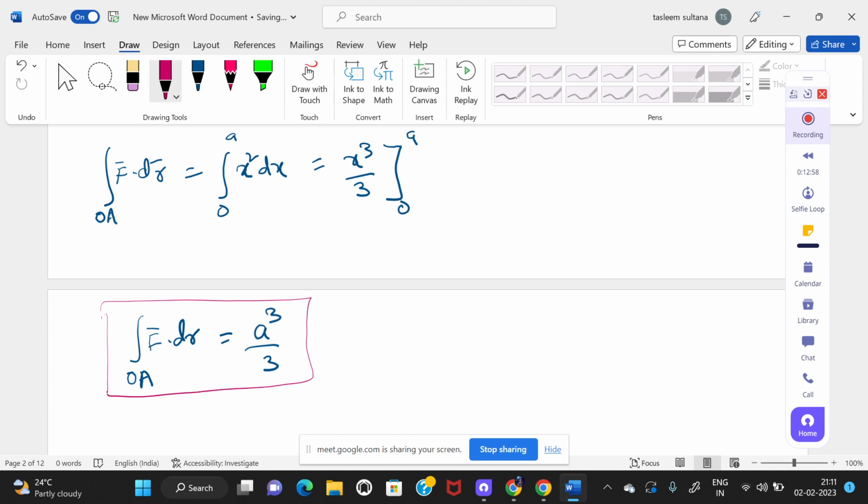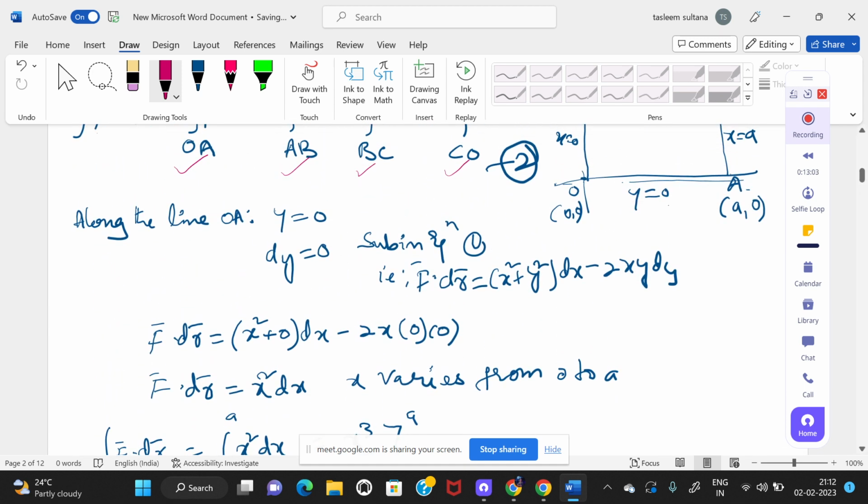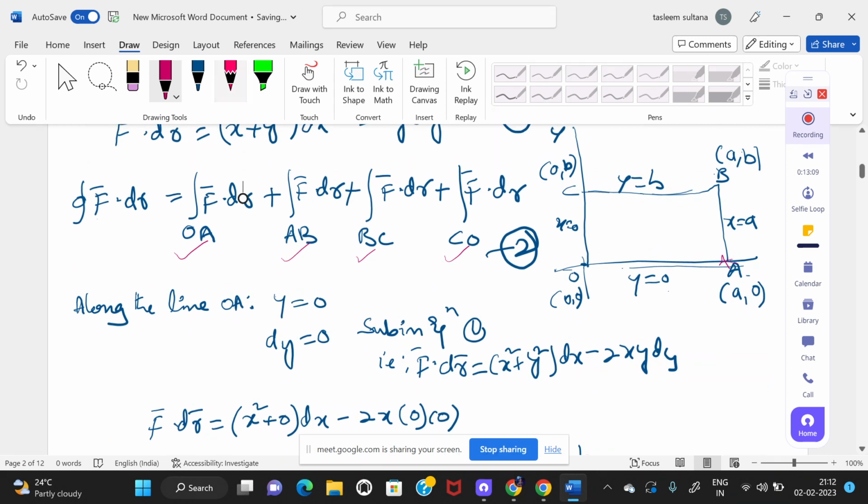One line integration, it's over. Got it? Now we have to move. You are here. From 0 you have traveled and reached a. Now from a you have to travel along this line, that is your ab. In that your x is equal to a and your y varies from 0 to b. Y value is equal to b, x is equal to a.